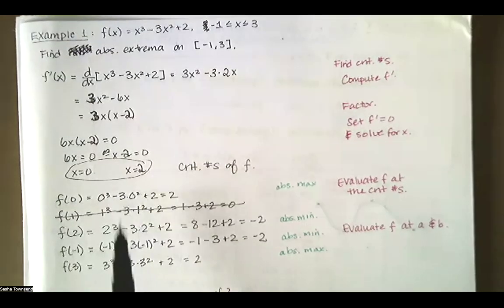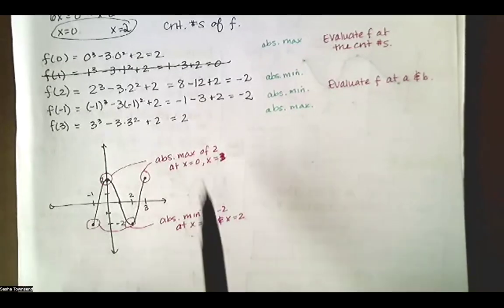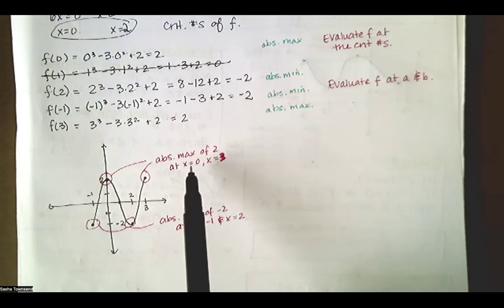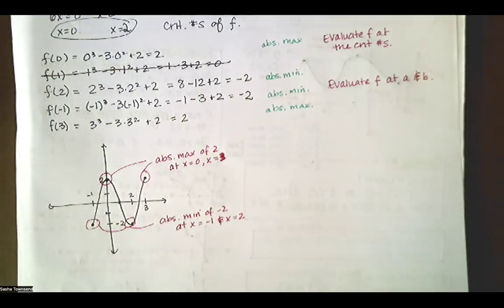You evaluate the function at the critical values, you evaluate the function at the endpoints. The largest y value is your absolute max, the smallest y value is your absolute min. Remember, the y's are the mins and maxes, and they occur at particular locations. Those locations correspond to the independent variable.